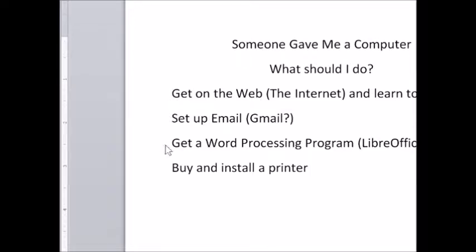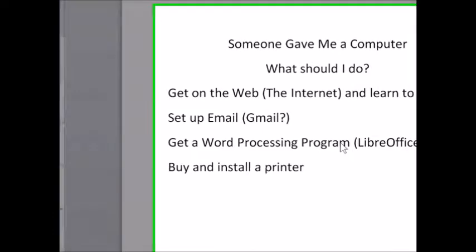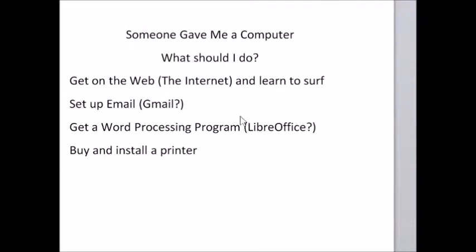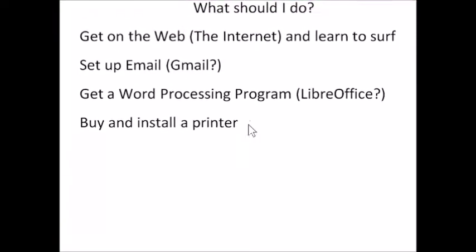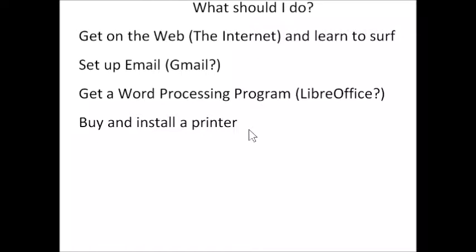Third, get a word processing program. You can buy an expensive one like Microsoft Word in Microsoft Office, but you can also get free word processing programs, one of which is LibreOffice. And after you are writing your memoirs or you've written a letter you want to mail to someone, you need to buy and install a printer. Let's go through each one of these and give you some how-to information.